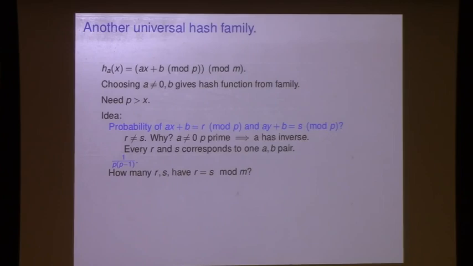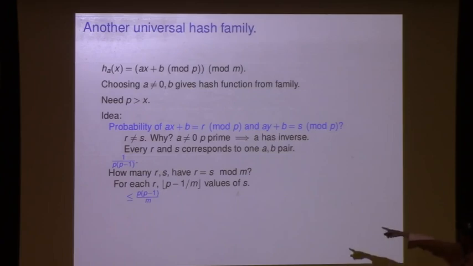Now, how many r and s's have r equals s mod m? Well, for each r, you just add m to it, right? And so that can happen p minus 1 over m times. This is just how many buckets are being mapped to the same value. So that's less than p times p minus 1, because there's p values of r, and this is a floor, so it's less than this value. So that tells you we get this value.